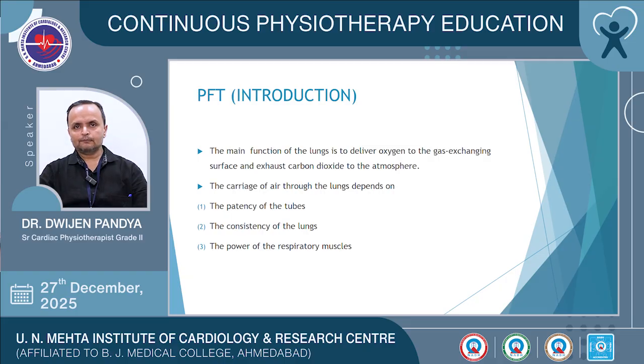The oxygen which has been breathed in by any normal subject is diffused into the blood, and the carbon dioxide present in the blood is exhaled to the atmosphere through the system. The carriage of air through the lungs depends on the patency of the tubes, the consistency of the lungs, and the power of the respiratory muscles. So these are the factors affecting the respiratory process.